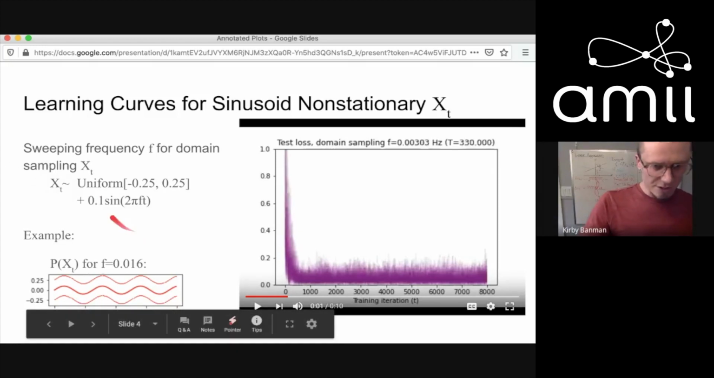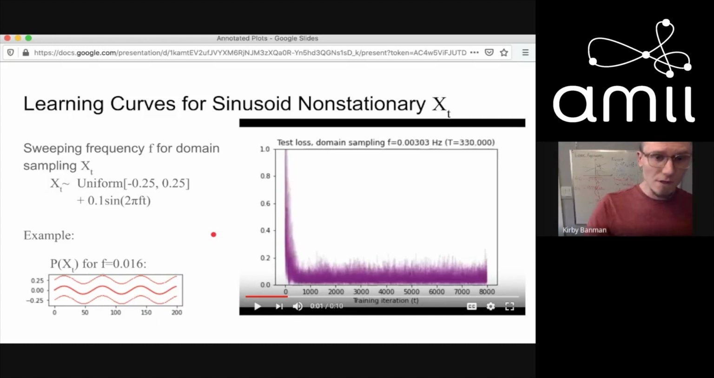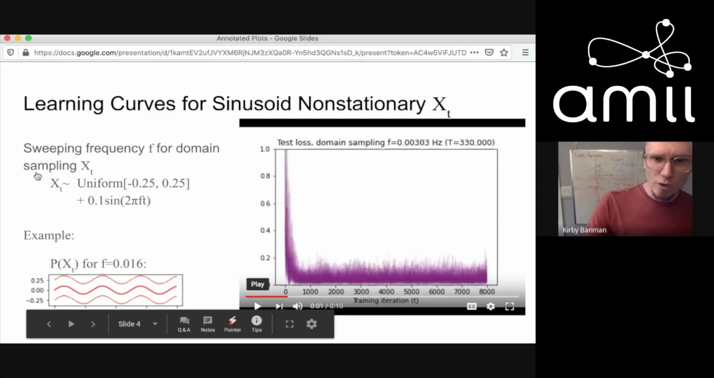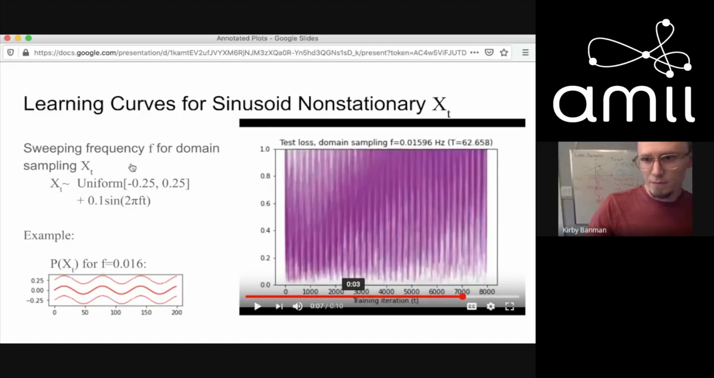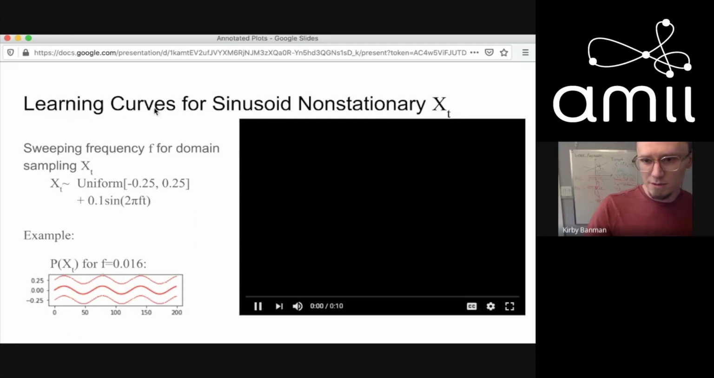And just as a reminder, this is our specific domain sampling distribution here, and this is what it looks like for the first 200 iterations. We have it varying from negative 0.25 to 0.25 with an amplitude of 0.1, and over the course of 200 iterations, it completes maybe 3 periods or so. And that 0.16 frequency was chosen because it is right there. Oh, sorry, that's not what I meant to do.